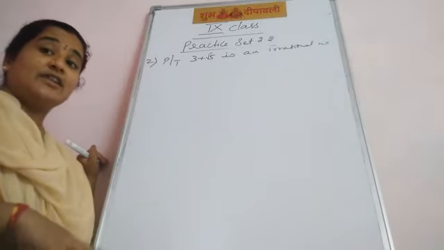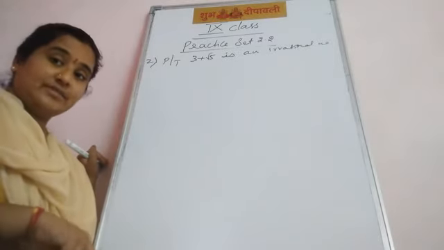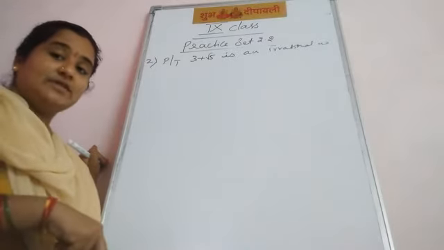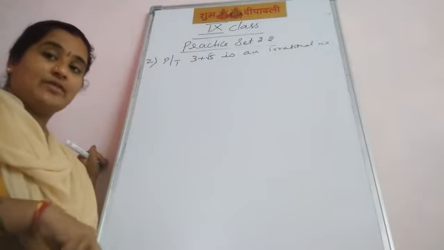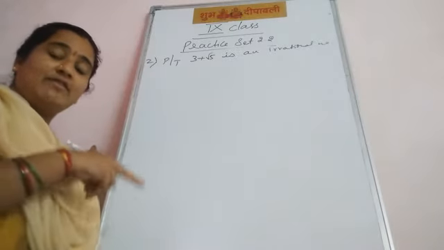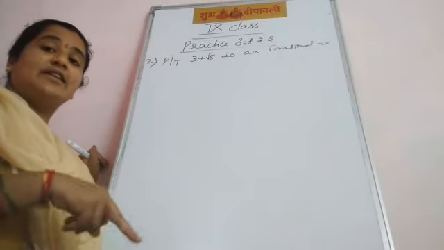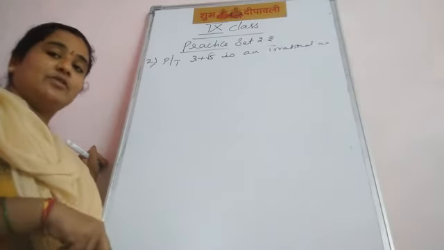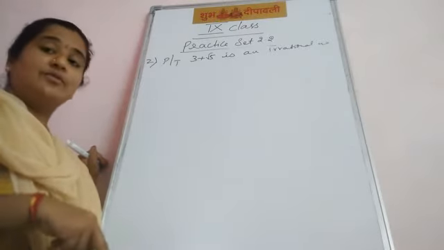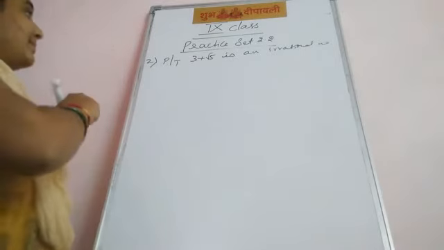How? LHS and RHS. RHS will be rational and LHS will be irrational. So this is a contradiction. Our assumption that 3 plus root 5 is a rational number is wrong. So therefore, 3 plus root 5 is an irrational number.